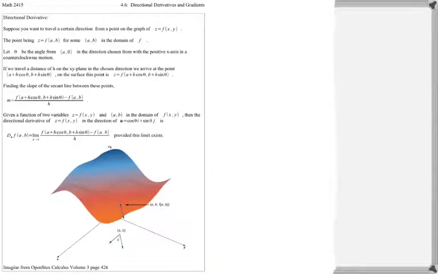Okay, this video is going to be on section 4.6. We're going to be looking at directional derivatives and gradients. So for the directional derivative, let's suppose you want to travel a certain direction from a point on the graph of z equals f of x, y. The point being z equals f of a, b for some a, b in the domain of f.